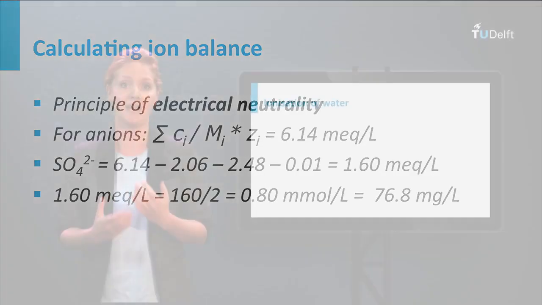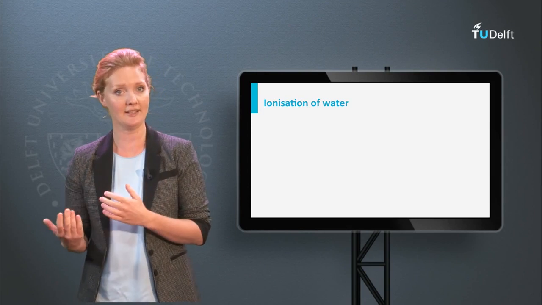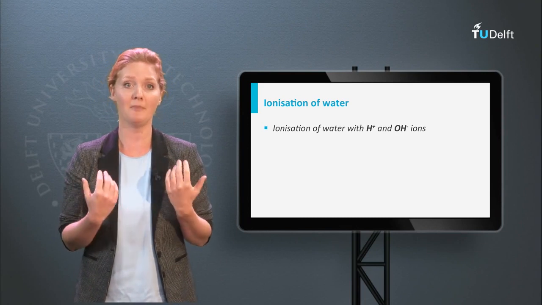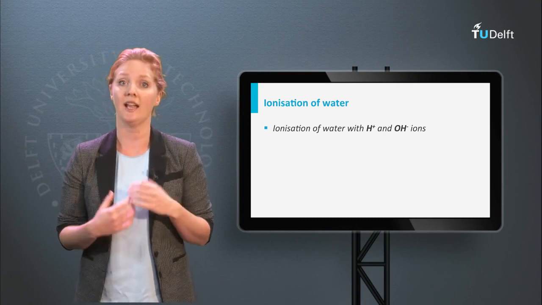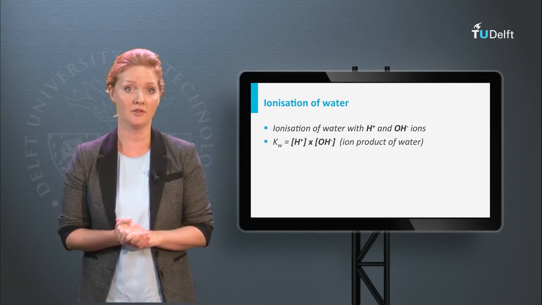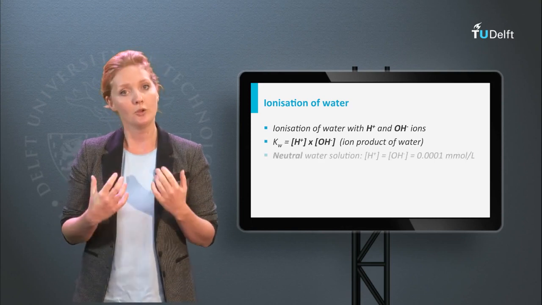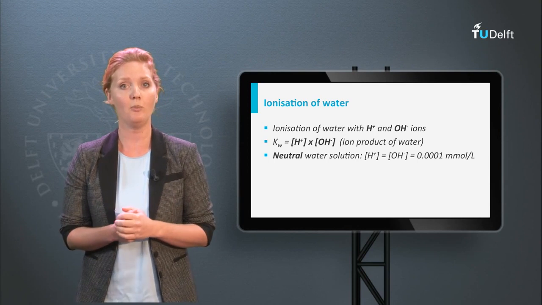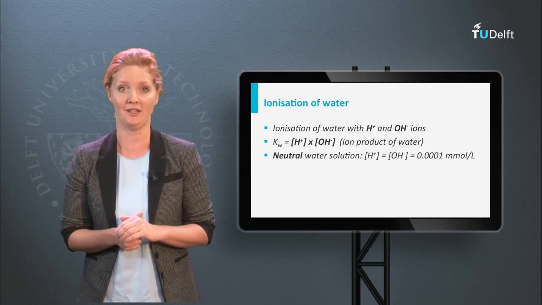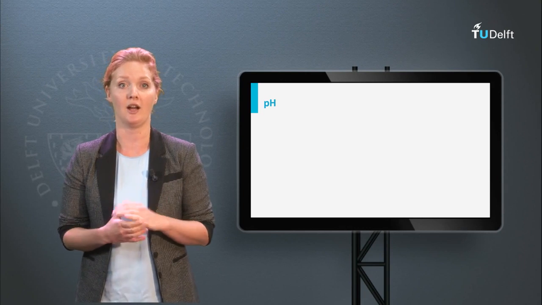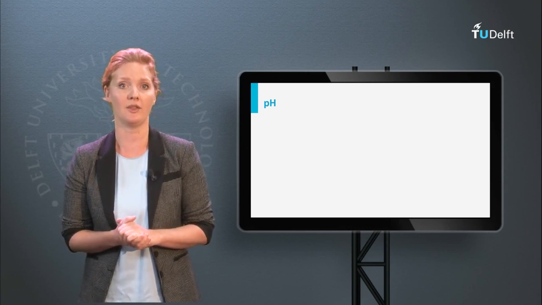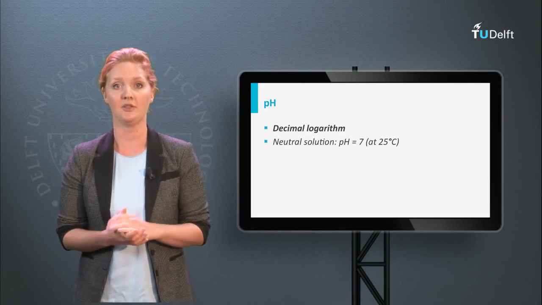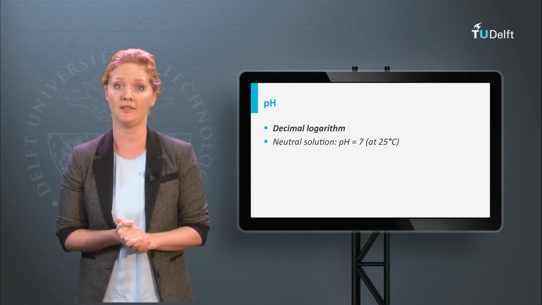Well, one of the most important chemical properties of water is that it can be both an acid and a base. Because water ionizes into H+ ions and OH- ions. The ionization is an equilibrium reaction for which an equilibrium constant K can be determined. For a neutral solution, H+ equals OH- equals 0.0001 millimoles per liter. The concentration of hydrogen ions is usually denoted as the negative logarithm, pH. A neutral solution has a pH of 7.0 at a temperature of 25 degrees Celsius.